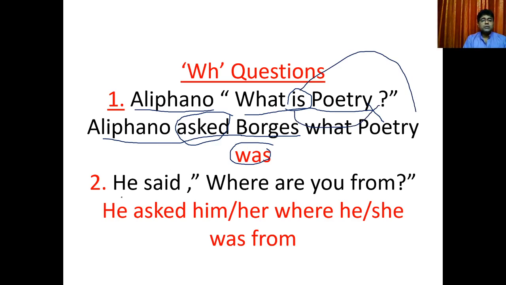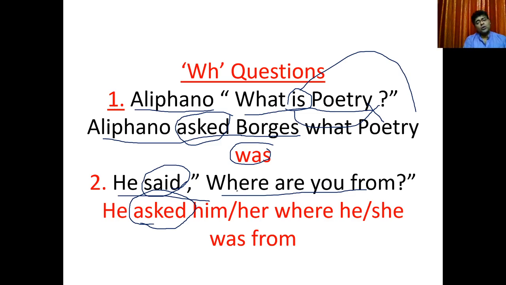I'll give you one more example. He said, "Where are you from?" Very interesting here. The reporting verb given is "said," which means it's clear we need to change it into past tense. But remember, there is a question, "Where are you from?" Hence, we don't write "said," but we write "asked." This is our job. Why? A question is asked there, not a statement. So the reporting verb in the indirect speech becomes "asked."